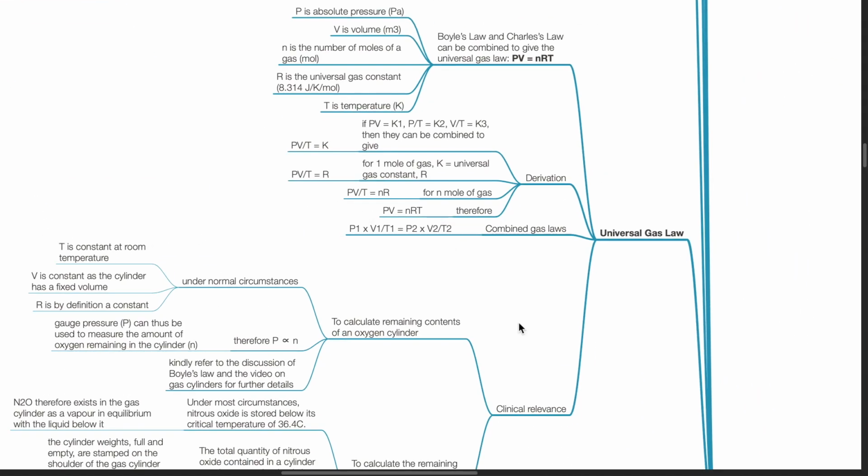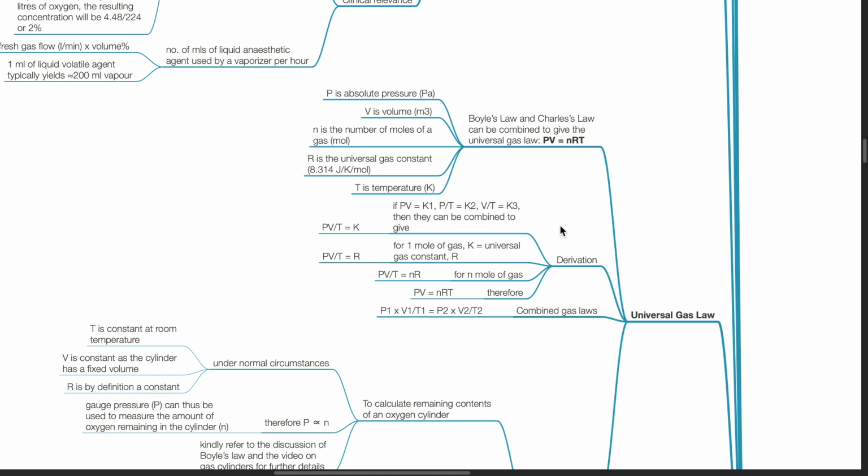Universal gas law. PV equals nRT, where P is absolute pressure, measured in pascals, V is volume, measured in meter cube, n is the number of moles of a gas, measured in moles, R is the universal gas constant, which is 8.314 joules per Kelvin per mole, and T is temperature, measured in kelvins. Combined gas laws. P1 times V1 divided by T1 equals P2 times V2 divided by T2.